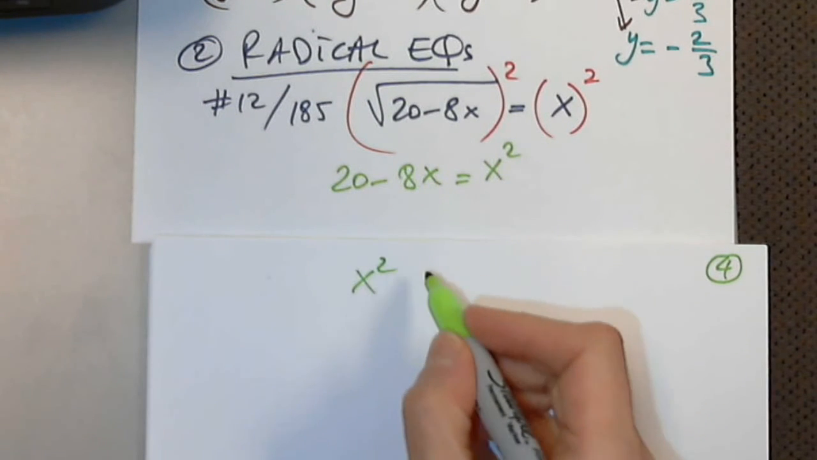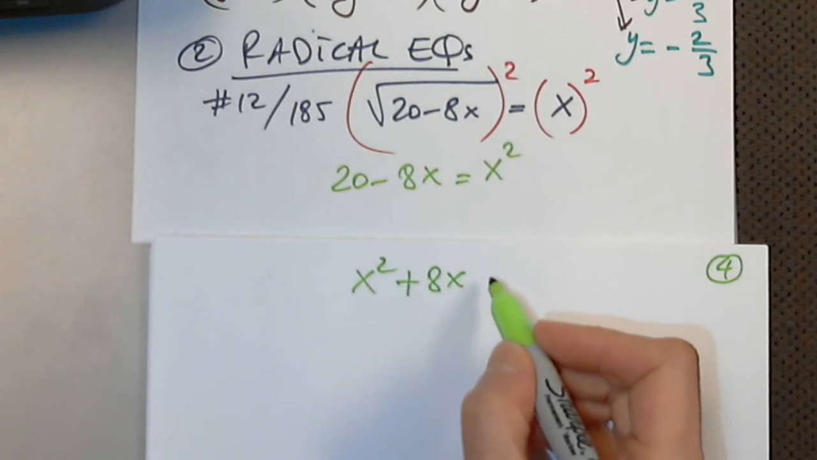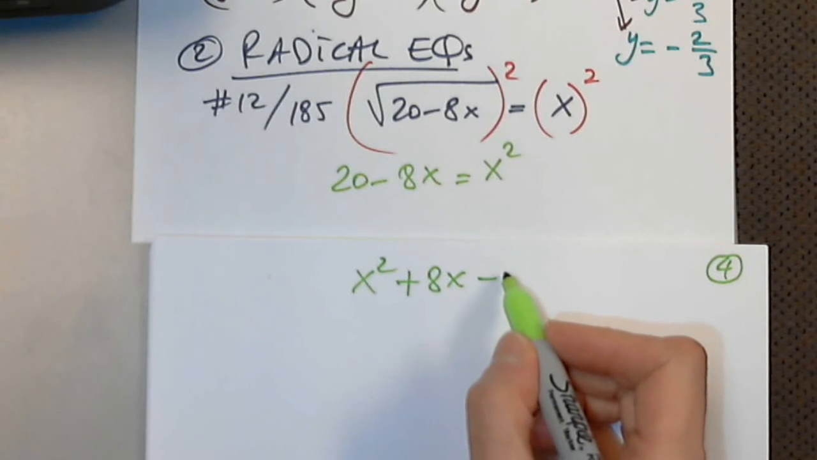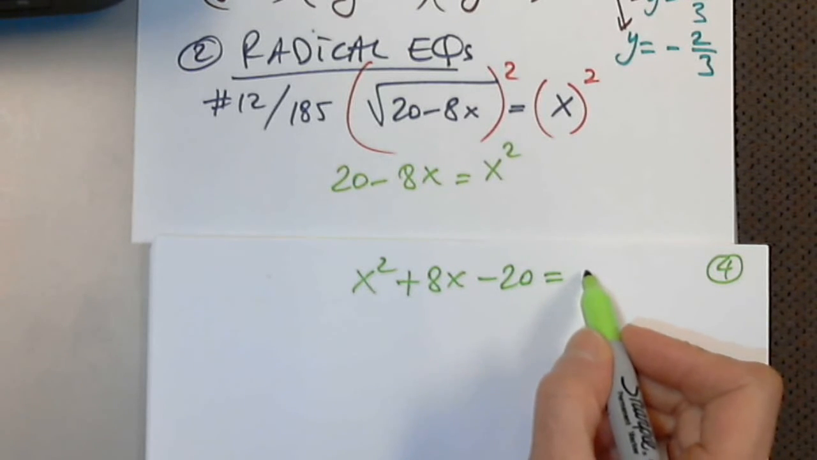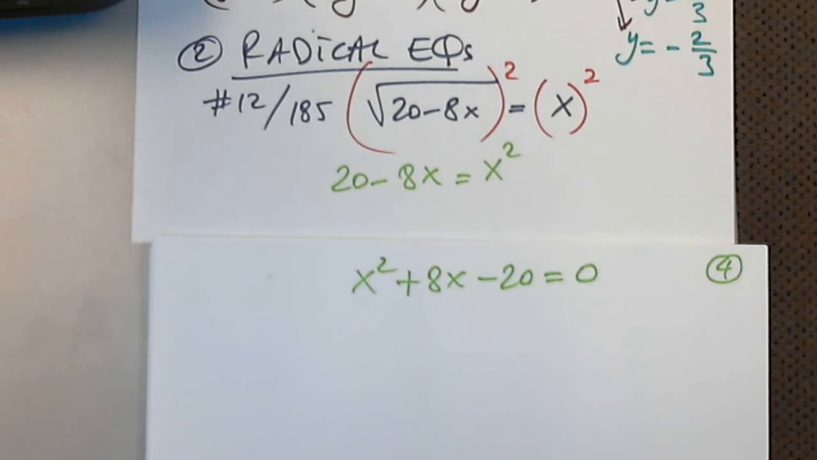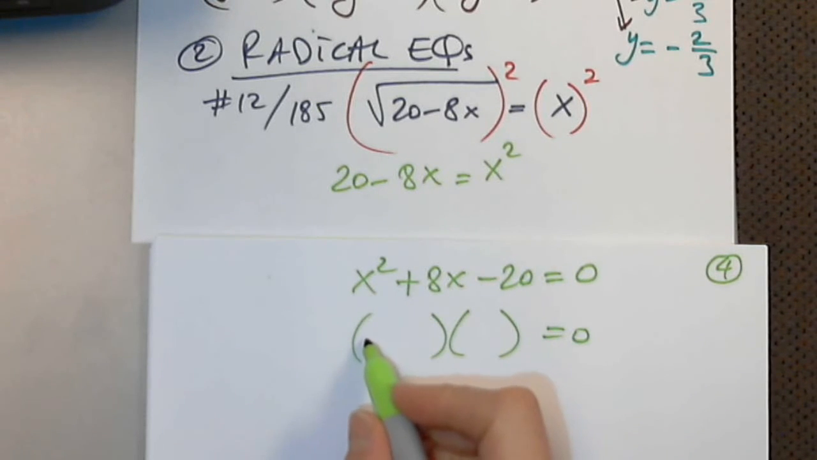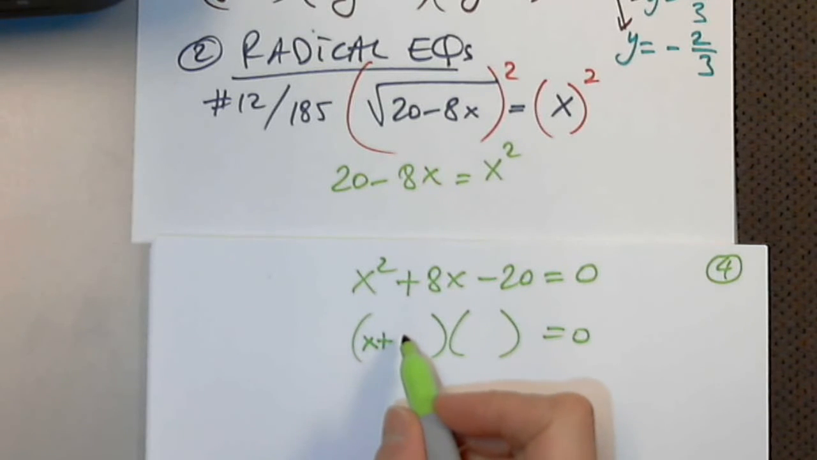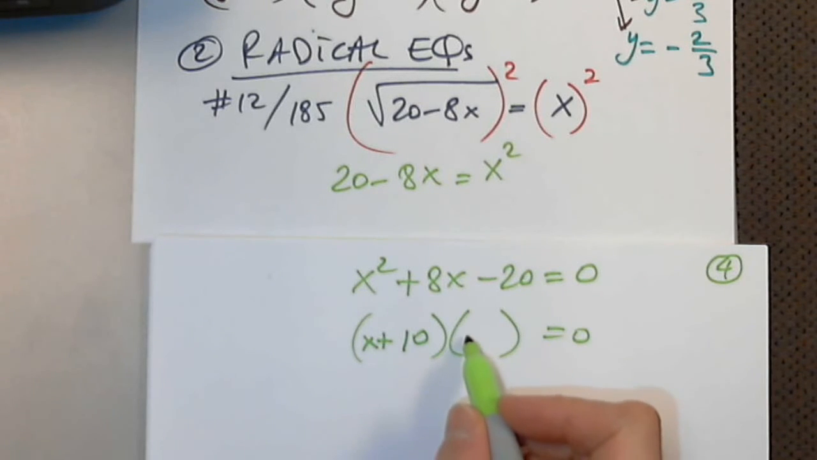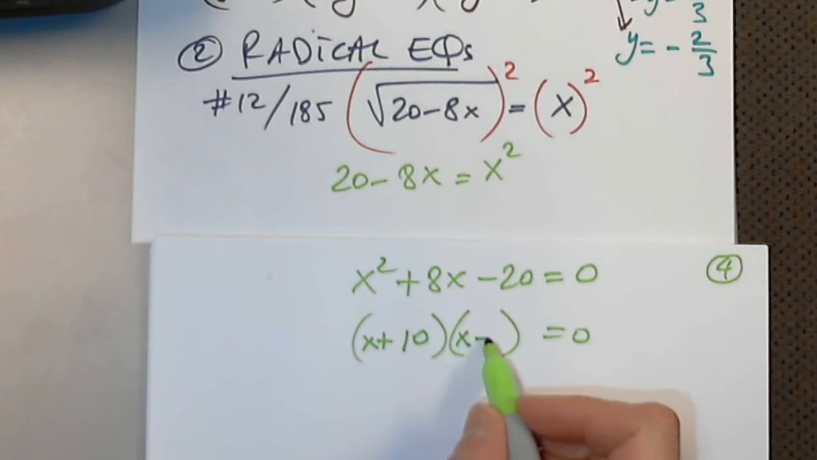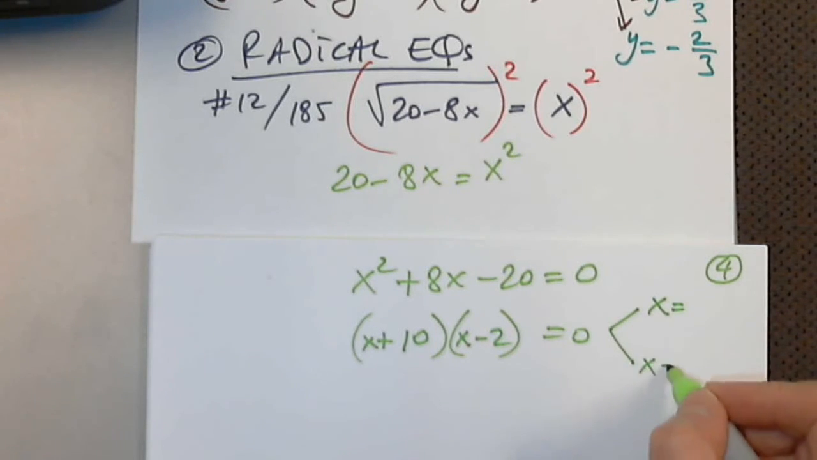x squared plus 8x, very good, plus minus 20, very good, equals 0. Awesome. Remember we have 4 methods? If factoring works quickly, then I'll factor. If not, quadratic formula. So how do I do this? x plus 10, x minus 2. Good. So the options are x equals negative 10 and x equals 2.